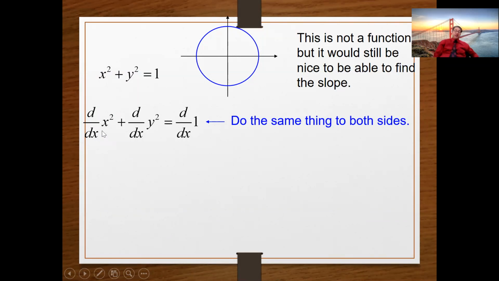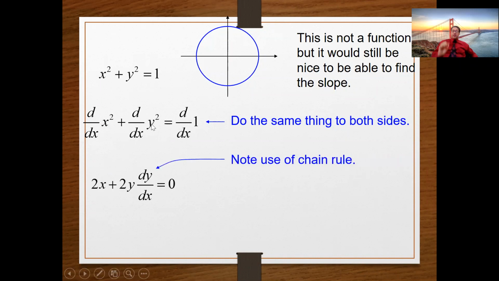The first step, okay? Who's going to continue? The derivative of x squared is 2x. The derivative of y squared is 2y. The derivative of 1 is 0. So we have finished.